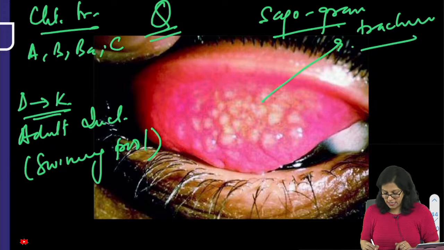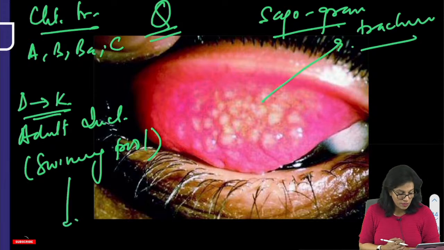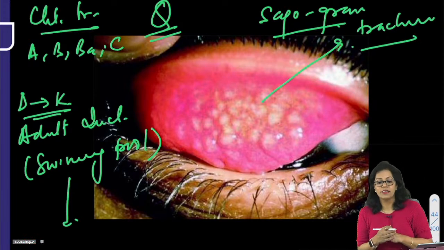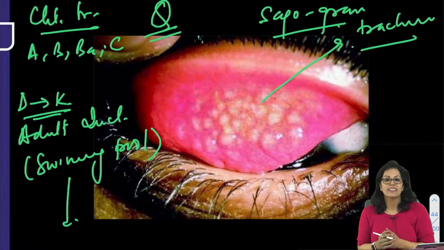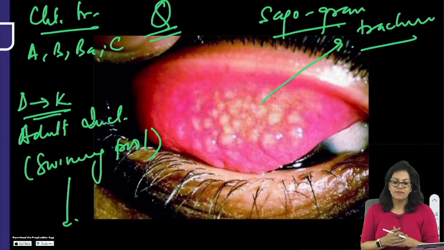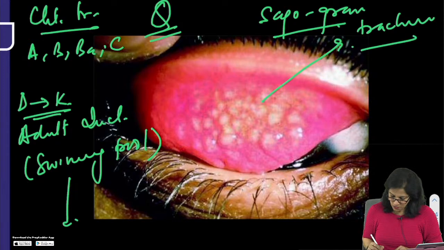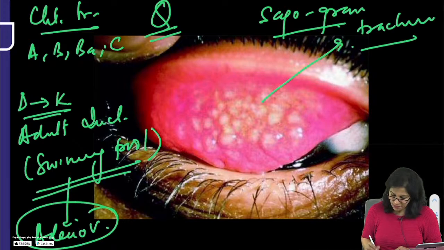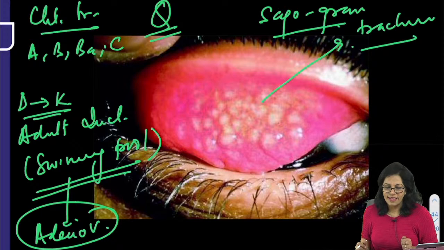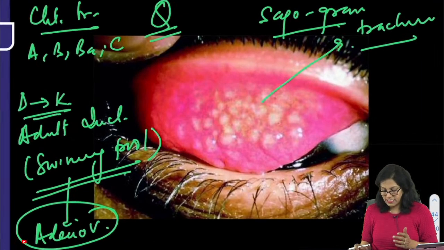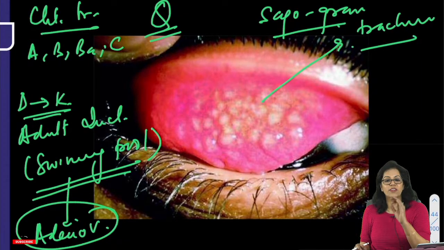Okay, so this is your adult inclusion conjunctivitis, which is swimming pool. Guys, swimming pool conjunctivitis happens by which other organism? Which other virus? One is chlamydia, this is one thing, and which virus? Adenovirus, okay? Please remember, this also causes it, so swimming pool term is an overlapping term for both D2K and adenovirus.